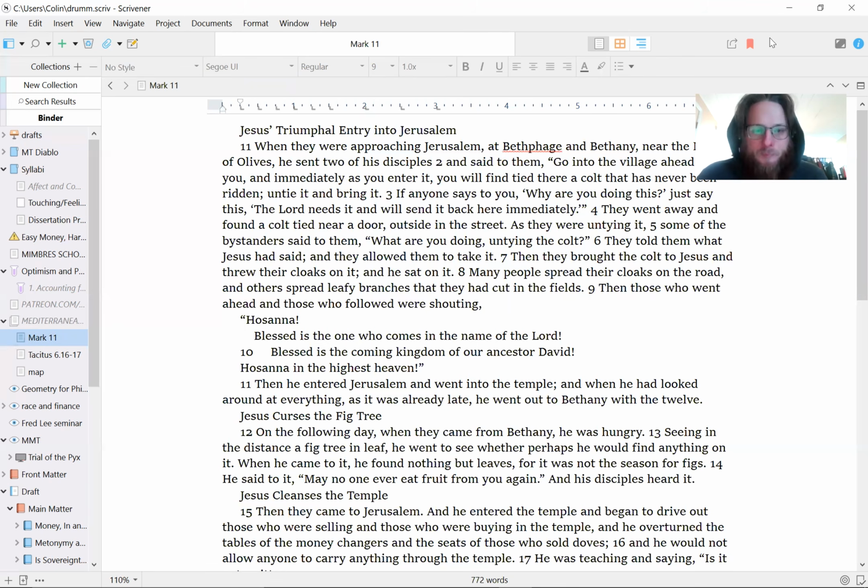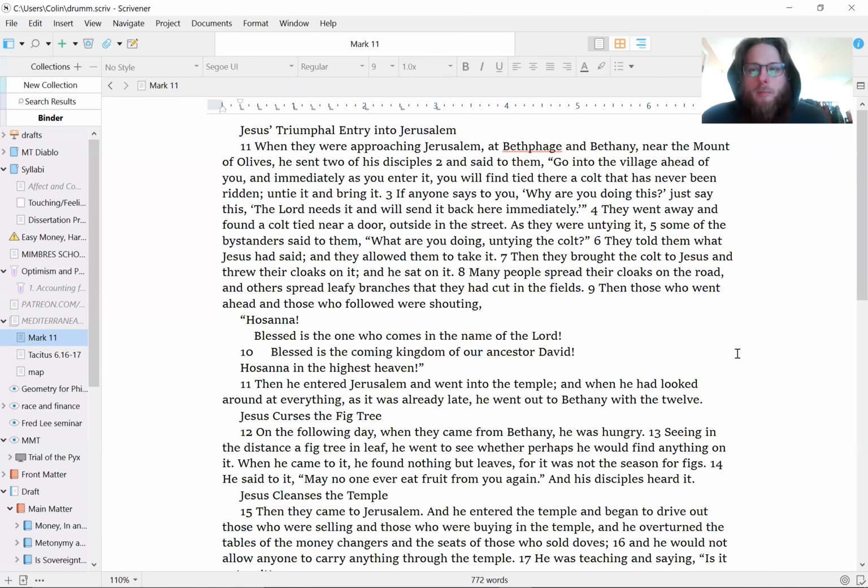This is Mark 11. "When they were approaching Jerusalem at Bethphage and Bethany, near the Mount of Olives, he sent 2 of his disciples and said to them, 'Go into the village ahead of you, and immediately as you enter it, you will find tied there a colt that has never been ridden. Untie it and bring it. If anyone says to you, "Why are you doing this?" just say this, "The Lord needs it, and will send it back here immediately."'"